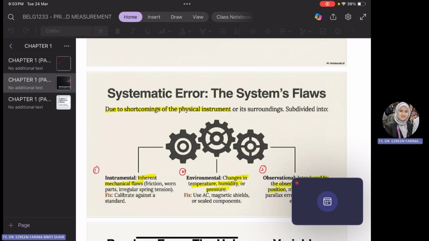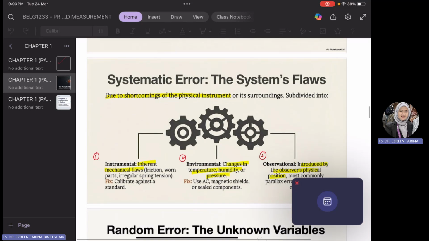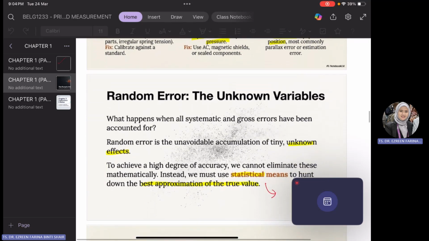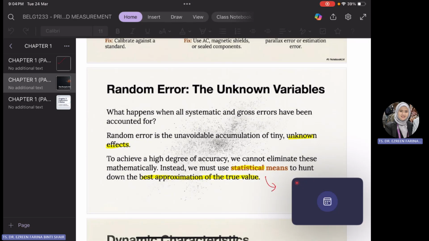For systematic errors, there are three factors causing them. The first one is instrumental error, caused by mechanical flaws. The second one is environmental error, caused by changes in temperature, humidity, or even pressure. The last one is observational error, introduced by the observer's physical position. And the random error is the error that is unknown.